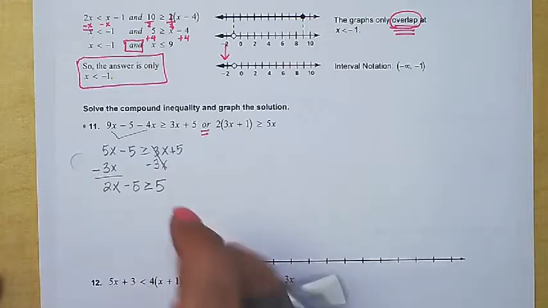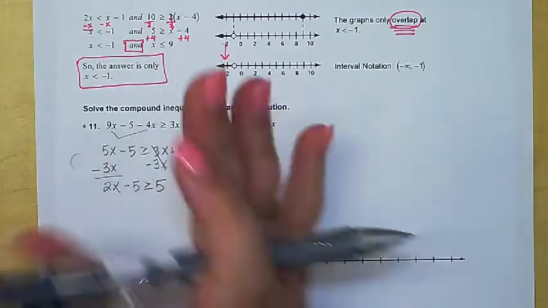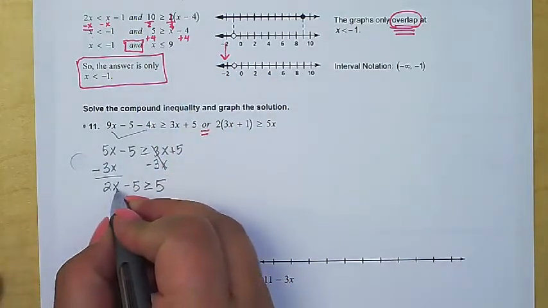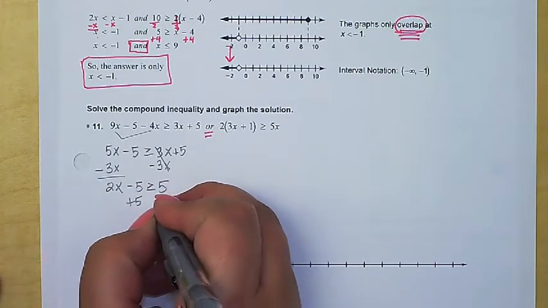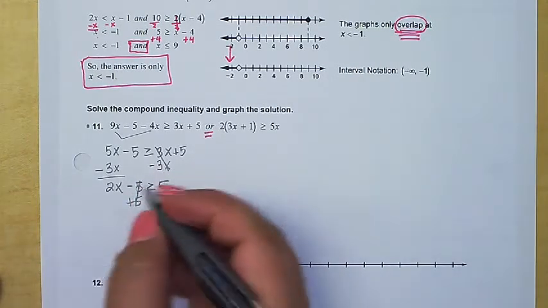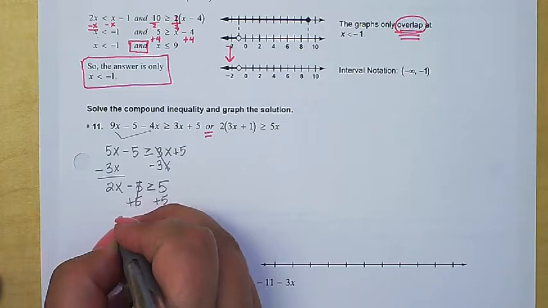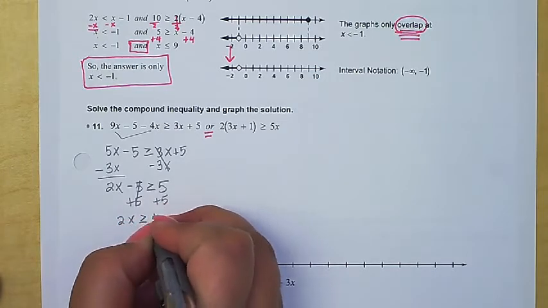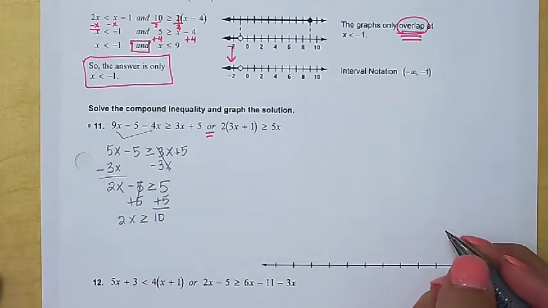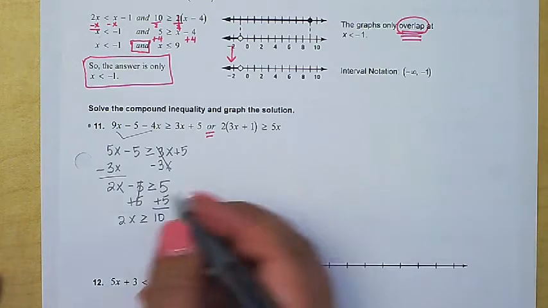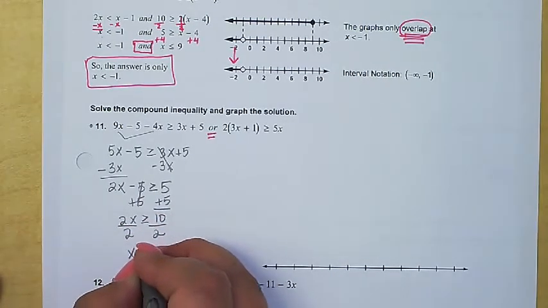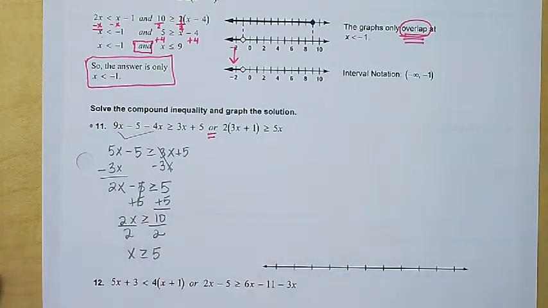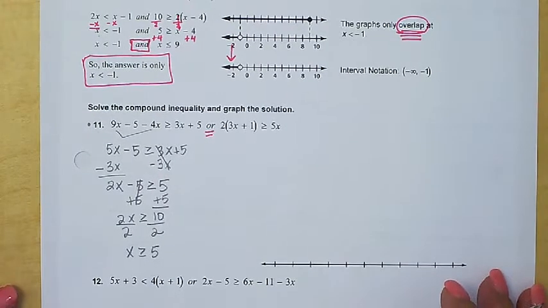Now it's really just a two-step equation, and I can start isolating my variable. I'll start by moving the 5 this way, by adding it, and canceling it there. Greater than or equal to, now I have a 10. Then we divide both sides by the 2, and we are finally at our first inequality: x is greater than or equal to 5.